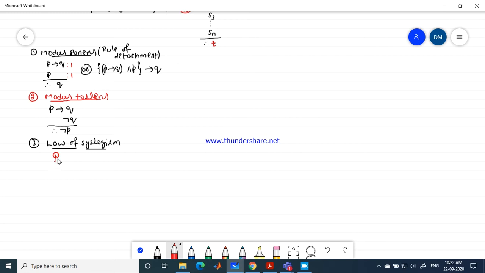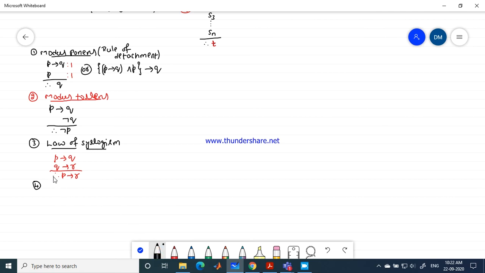Law of syllogism. People can easily guess this answer also. P implies Q is a true statement. Q implies R is a true statement. Can you guess what should be the output? Yes, very good. It should be P implies R. So this is a transitive rule. P implies Q and Q implies R says P implies R, which comes from the transitive rule. Yes, thank you. Very good.